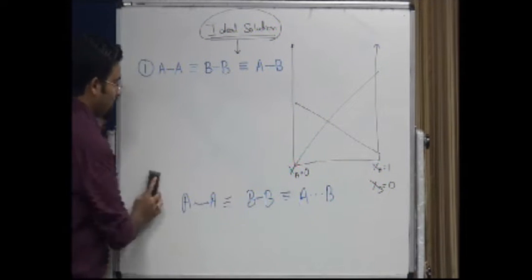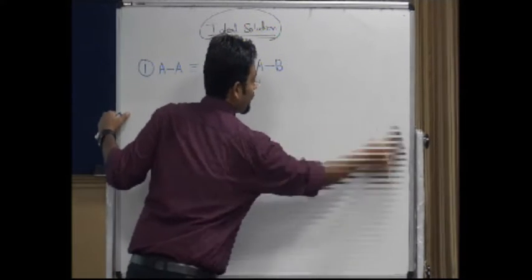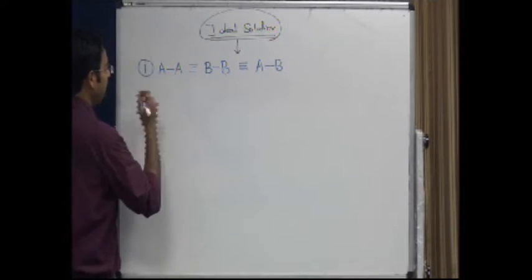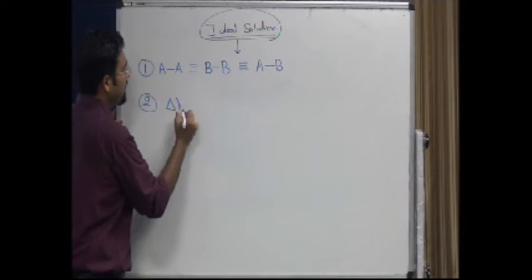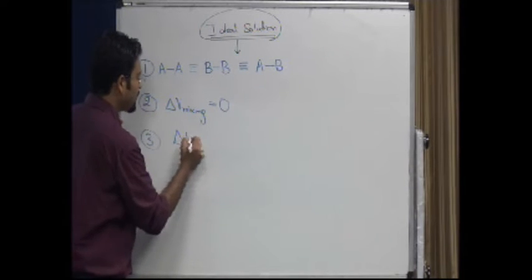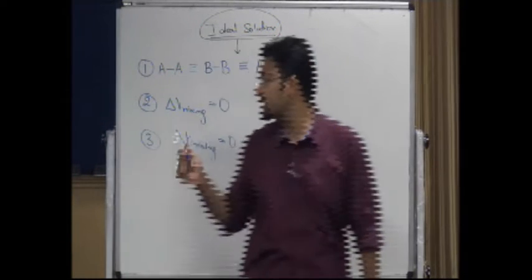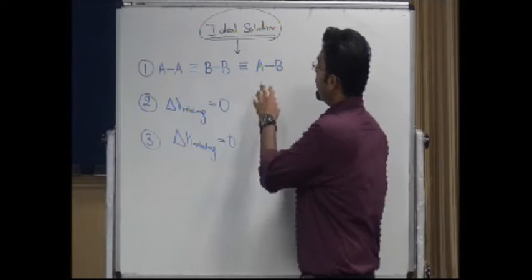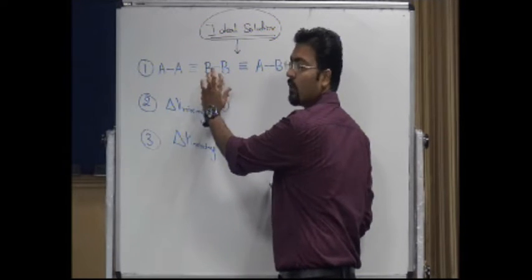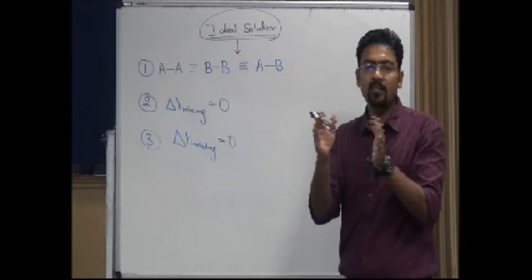Got it? Now let's take the second case. There are two other conditions attached to it which are linked directly to this case. One is that delta V mixing will be 0 and delta H mixing will also be 0. This is pretty obvious if you just consider this case. Why? Because if the intermolecular force of attraction after mixing A and B is exactly the same as that of pure A and pure B, then the interparticle space will not change.